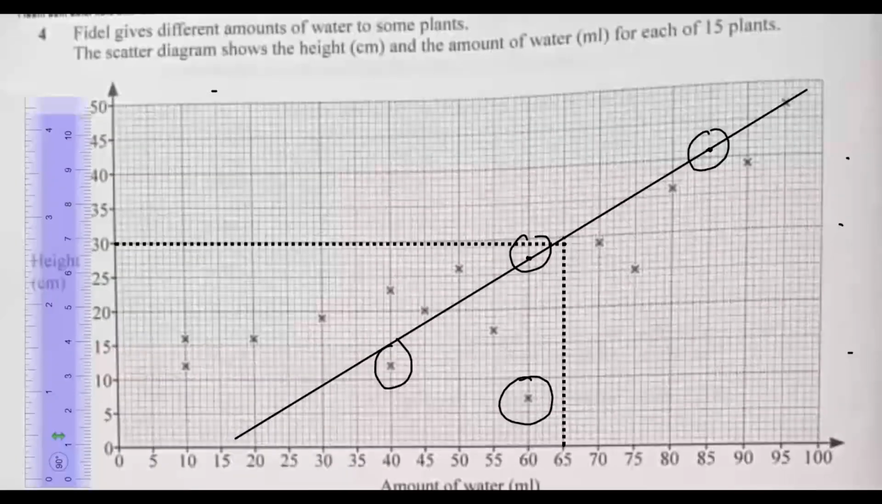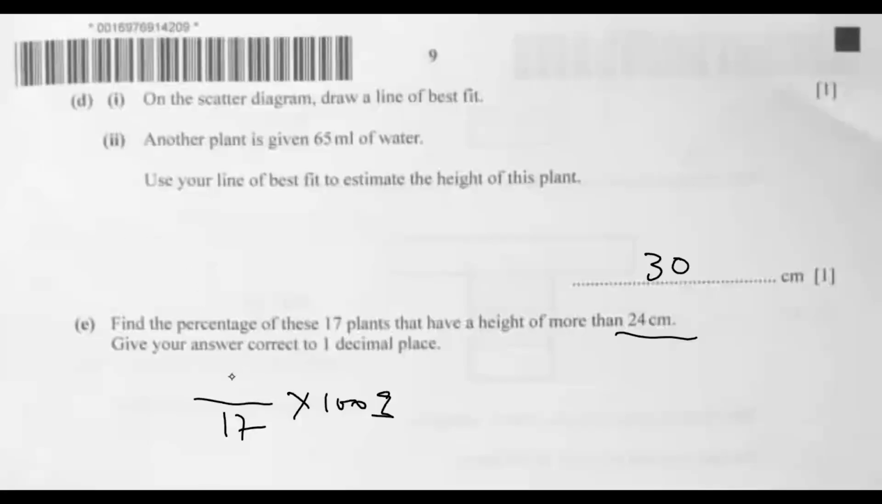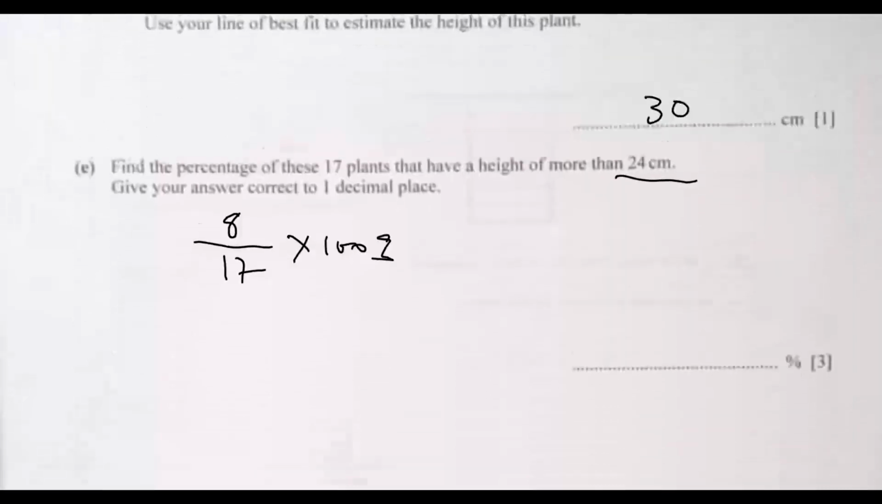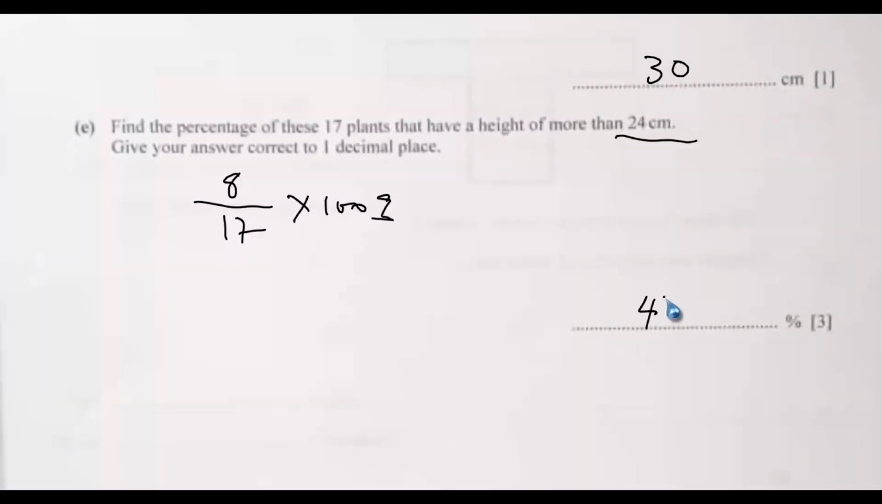So we can now go to the next page. To complete our solution, we have 8 plants with height more than 24 centimeters. If you work this out with your calculator, that will give you 47.1 percent. So I can write 47.1 here.